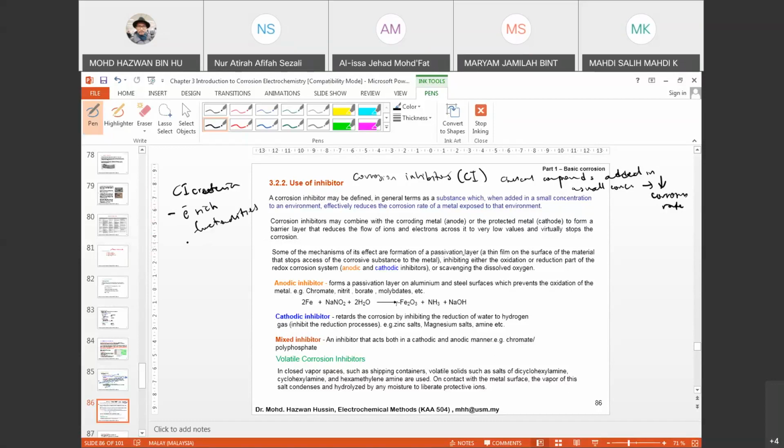Okay. For example, it has heteroatoms. It has nitrogen, oxygen, sulfur. It has pi bonds. It also has a lone pair. Okay. So this is actually what makes that chemical compound usable as a corrosion inhibitor. For example, I give a simple example: phenol.